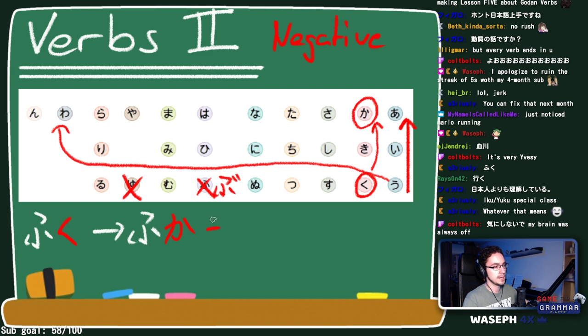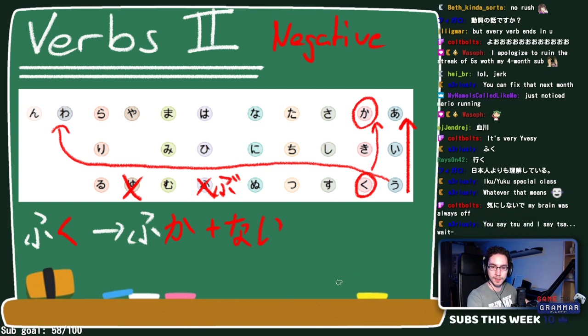Fuka, and then we add nai. Fukanai. Fukanai means not to blow. There you go. That's as easy as it is. All right, let's do a little bonus thingy. You say tsu and I say tsa. But even then, the kana table helps.